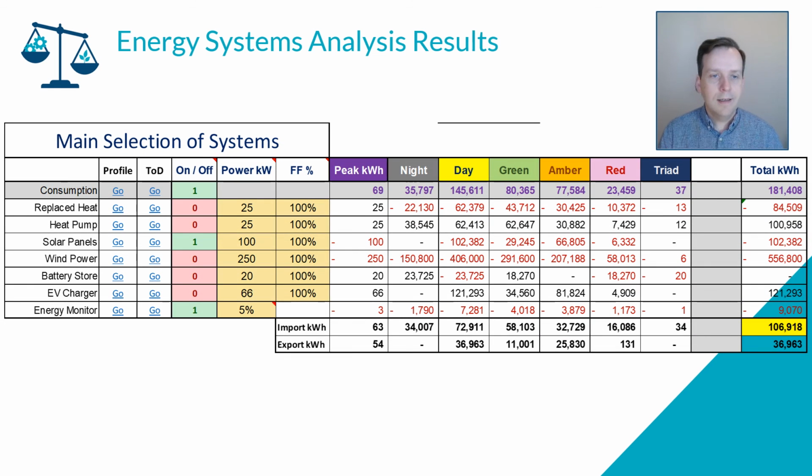So just a reminder of the analysis that we've done. So we put solar panels at 100. So our total kilowatts for our example golf club was 181. 100 kilowatts of solar offset 102 of that, or generates 102, giving us a new import of 106 and an export of 36. So, not all the electricity generated could be used on site, hence the export.